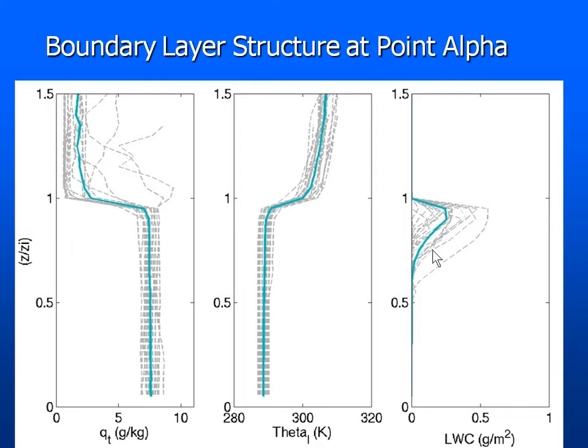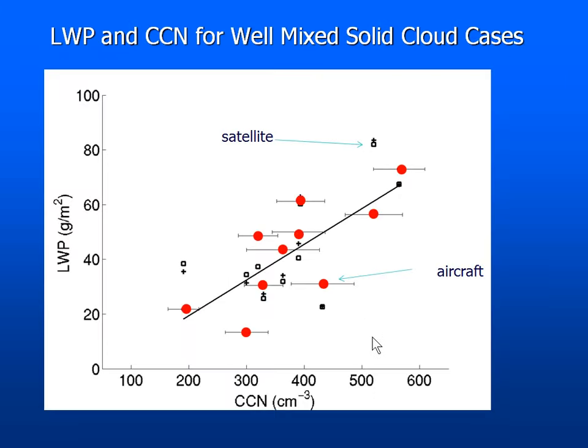But there was a rather large variation in the liquid water content of these clouds. Again, this points to the fact that we can use this as sort of a laboratory, in the sense that we don't have a lot of variability, at least in the boundary layer structure. What's interesting, though, is the liquid water path: the red points here are from the aircraft, and the other points are from GOES satellite estimates. And we did find this relationship, liquid water path versus CCN concentration.